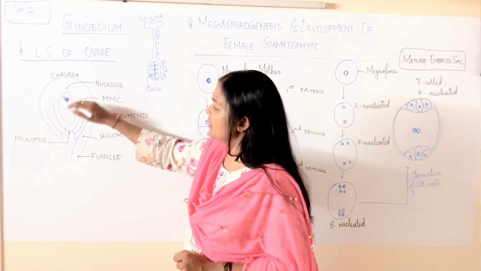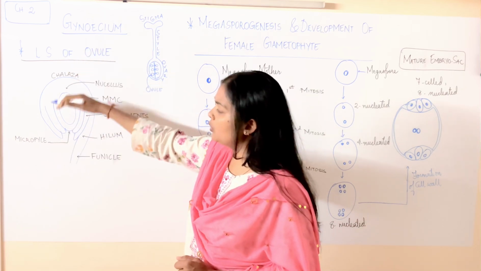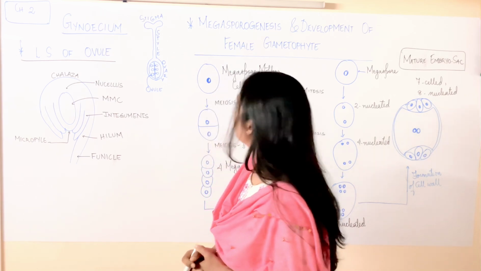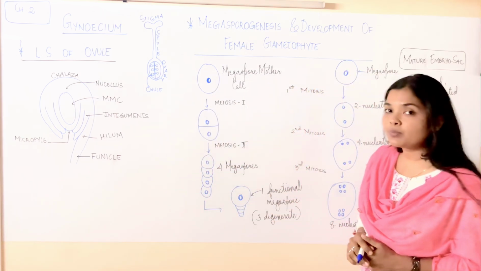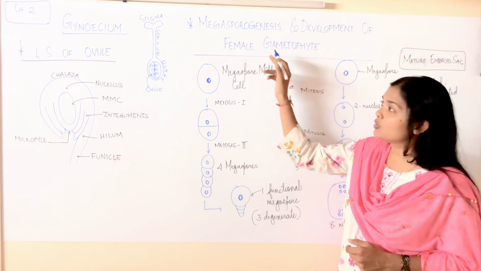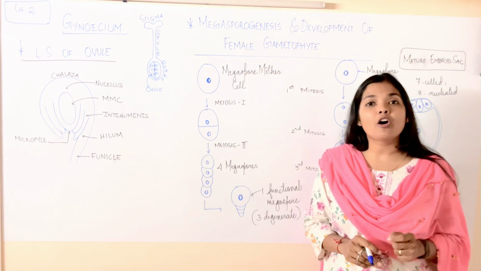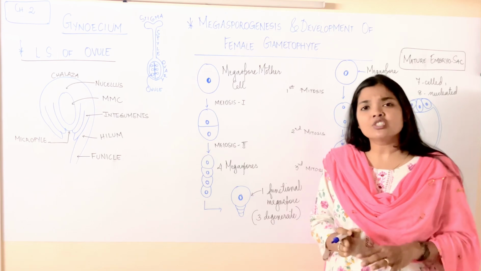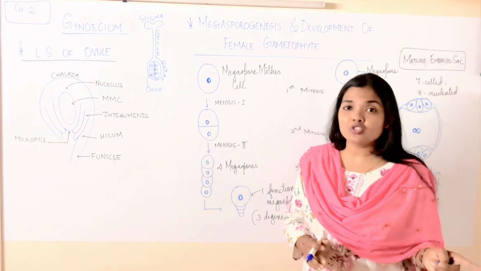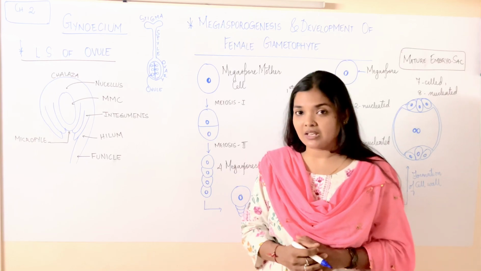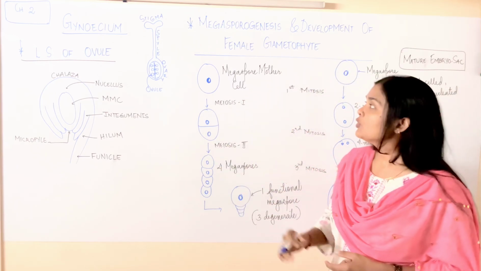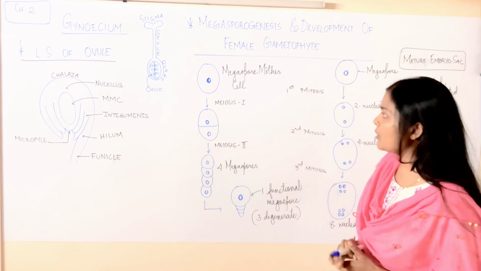Here you can see, exactly opposite to the micropyle, there is a region which is called as chalaza. Now let us study about megasporogenesis. Megasporogenesis, which means the formation of megaspore from the megaspore mother cell, is much similar to that of the microsporogenesis which we studied in the previous class. Once the megaspore is formed, it will undergo development. So both of these processes we are going to study here.